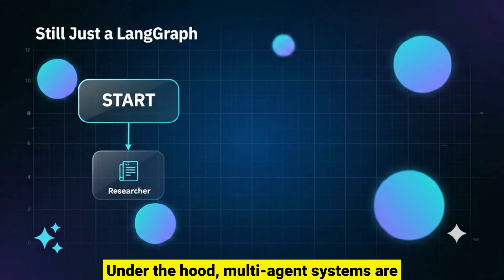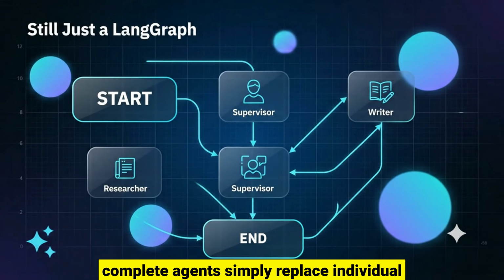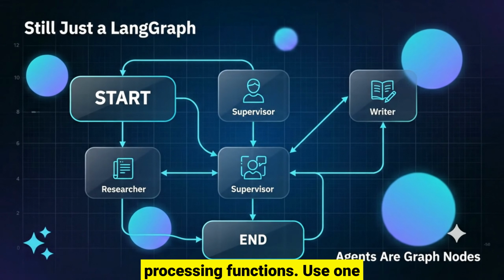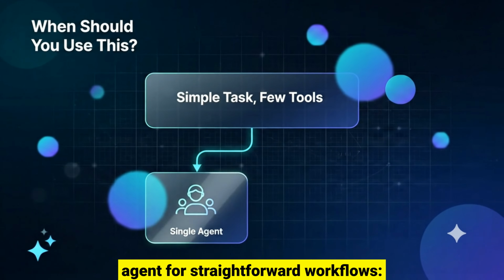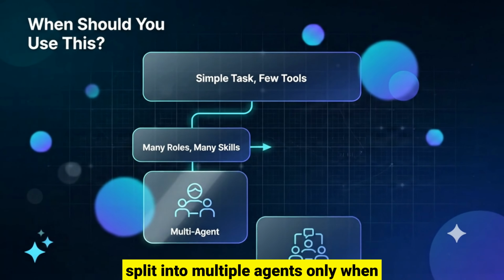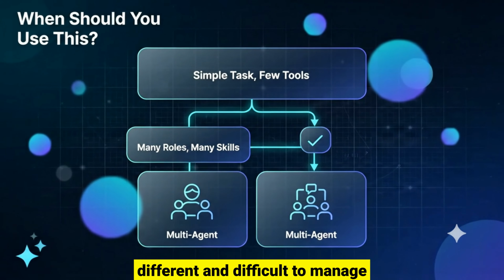Under the hood, multi-agent systems are ordinary LangGraph state graphs, where complete agents simply replace individual processing functions. Use one agent for straightforward workflows. Split into multiple agents only when responsibilities become genuinely different and difficult to manage together.